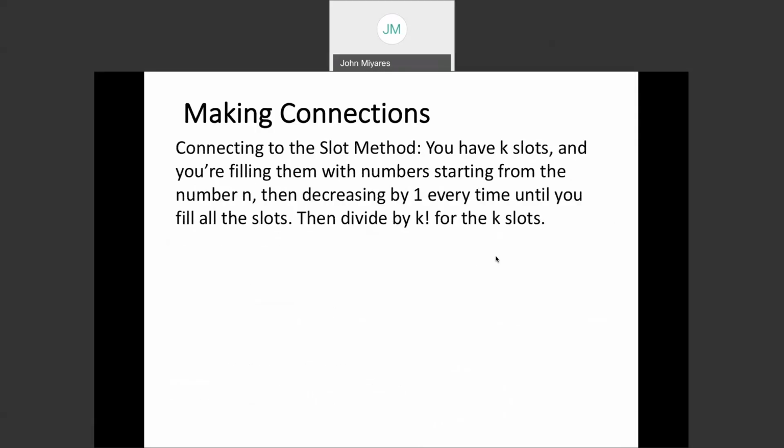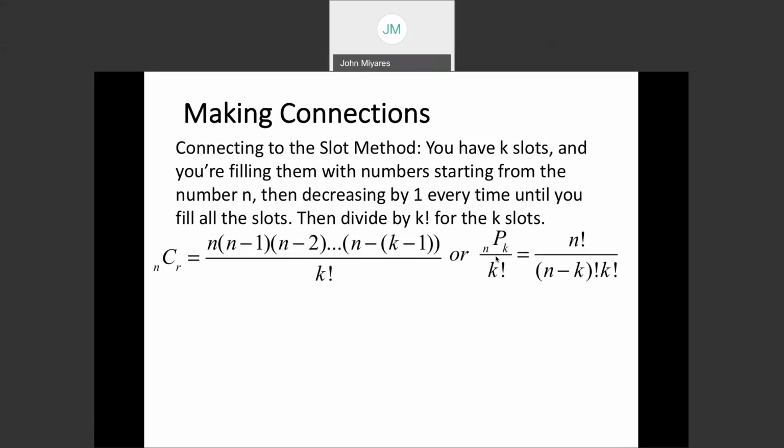Suppose I want to connect this back to the slot method. You have k slots, you're filling them with numbers starting from the number n, then decreasing by 1 every time until you fill all the slots. After that, if you're confident that the roles for each slot are not going to be specific, then you want to divide by the number of slots factorial. That's what we have here. More simply, you can take the number of permutations and just divide by the number of slots factorial.